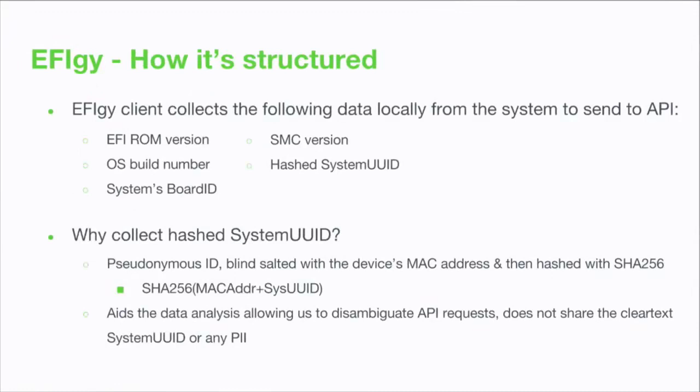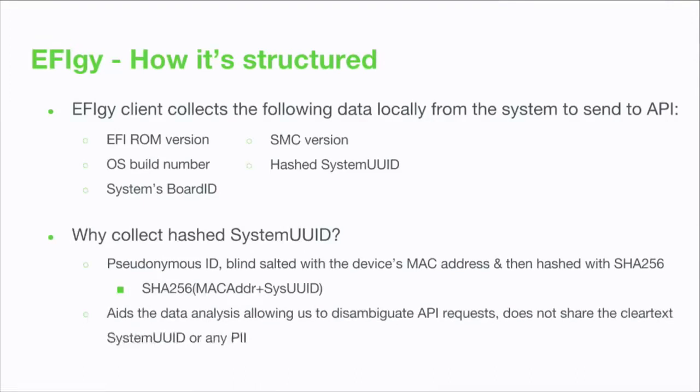Really, we're just pulling out 5 key bits of information. The EFI ROM version, so that's the EFI version that we've been speaking of, the OS build number that we've mentioned before, and the system board ID, so now we've got that triplicate. This is the triplicate that we then compare to the data set. We're also grabbing the SMC ROM version. We're hoping to extend our research out into SMC work in future, so we want to start to build up a data set of that.